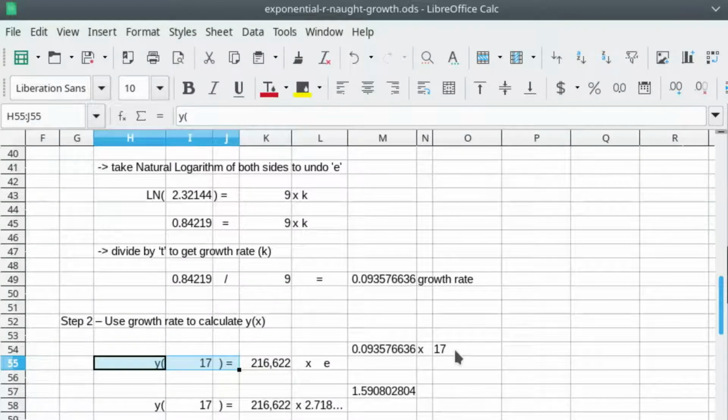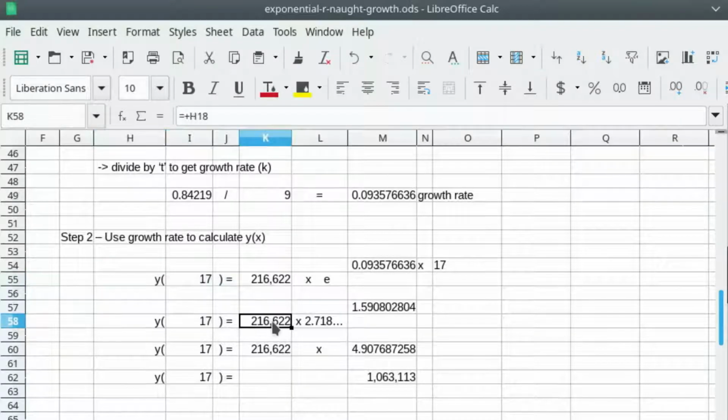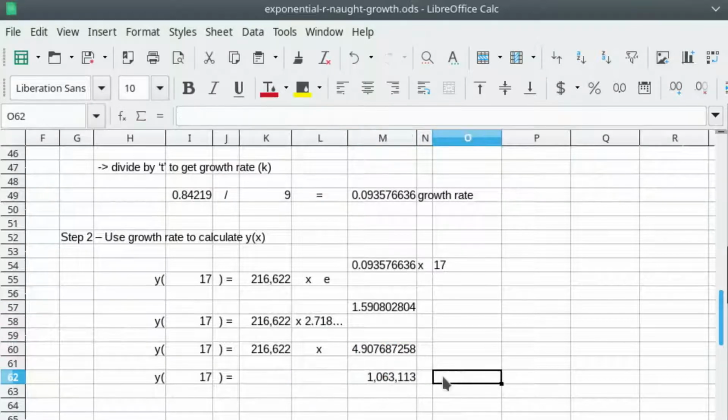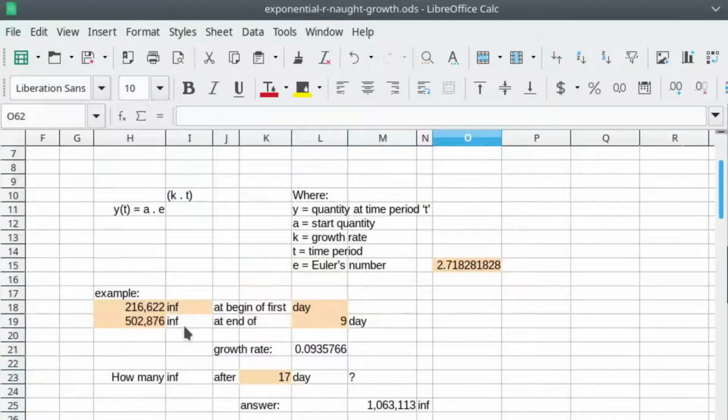When we plug in the numbers, we use the start quantity of 216,000, Euler's number, and work out the exponent. When we multiply the growth rate times 17, we get about 1.59. We then take e to the power of 1.59 and multiply it by 216,000, and this will give us 1,063,000. As said, all of this is based on a fixed growth rate using the values from the 1st of April and 9 days later on the 10th of April.